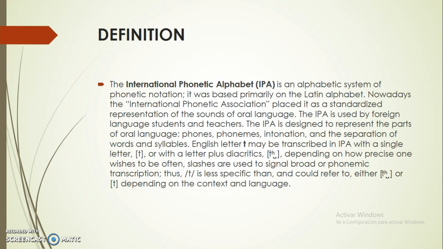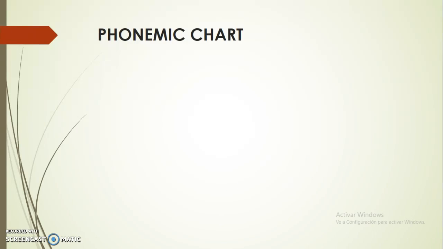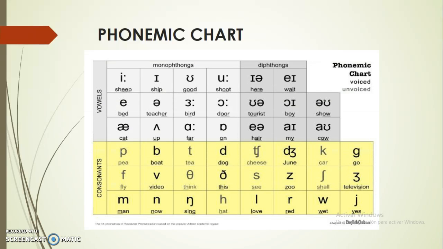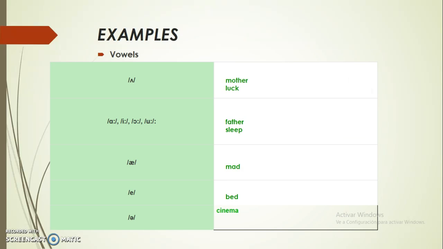We can see here the definition of the International Phonetic Alphabet, IPA. If you want to read it, you can do it. This time we are going to read it. All right, enough time to read it. All right, go ahead. Okay, we got the chart here of the vowels and consonants. Let's start with examples.